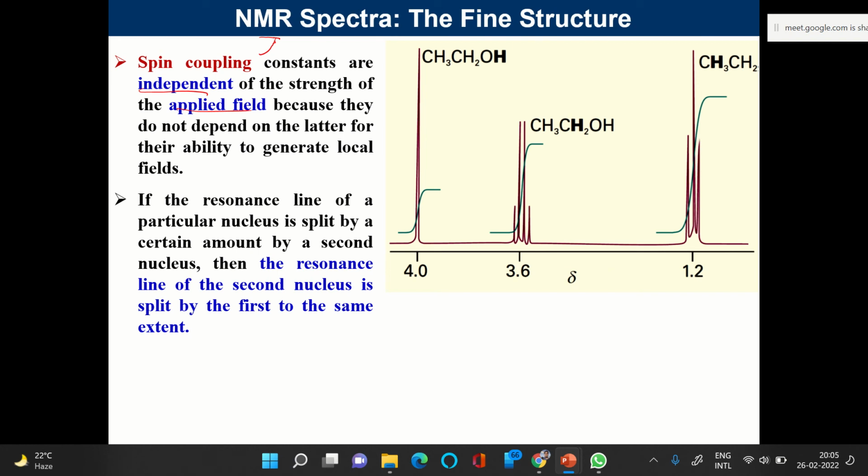So each line will be split. If you can count how many such nuclei are there, you will find that a splitting happens. And if one is split by a certain amount, the other will also be split by the same amount, to the same extent. So if the first nucleus's signal is split into two, the second nucleus is also likely to be split into two because of the mutual interaction.